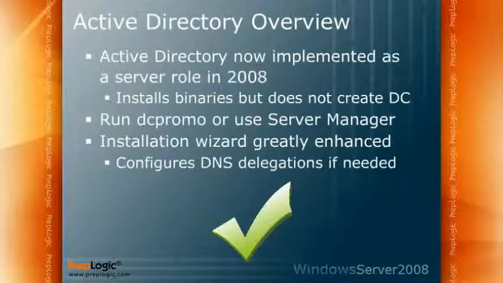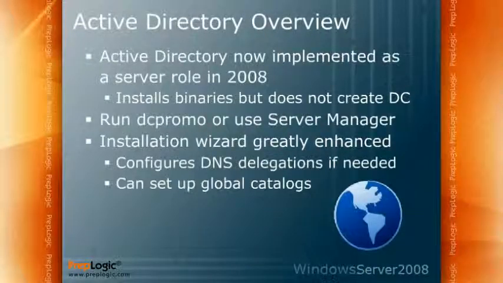A nice thing about the installation wizard is it can also set up global catalogs for you right here as you're setting up your domain controller. It used to be that this was an added step. You would have to go in after the fact and make the system a global catalog if you wanted it to be one. No longer is that the case. Right from the beginning, you can check the box, make it a global catalog, and just go about your merry way.